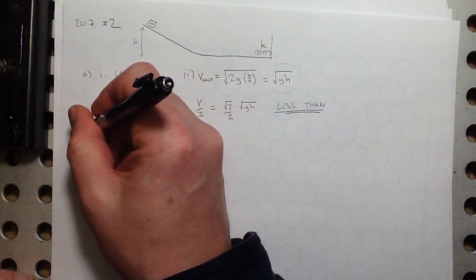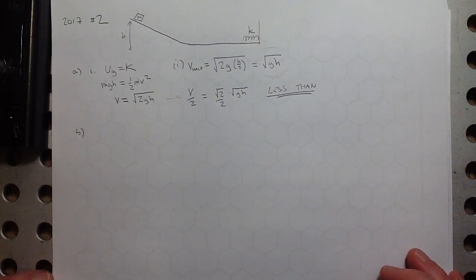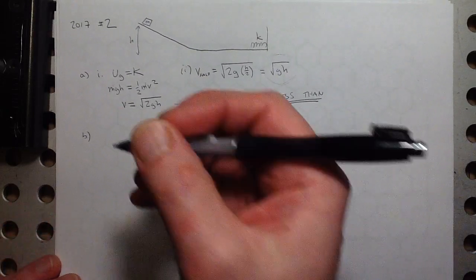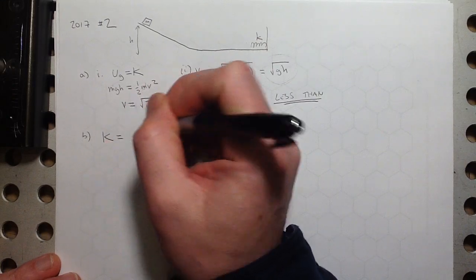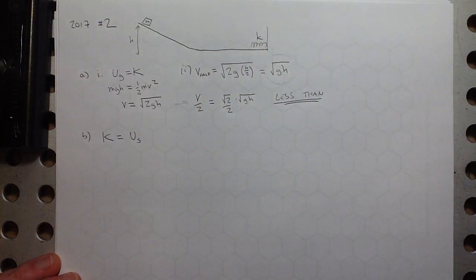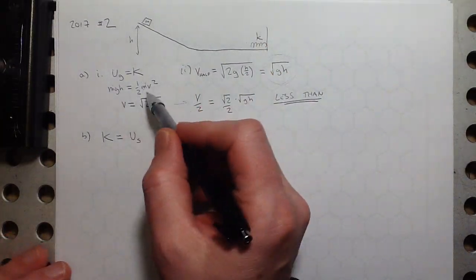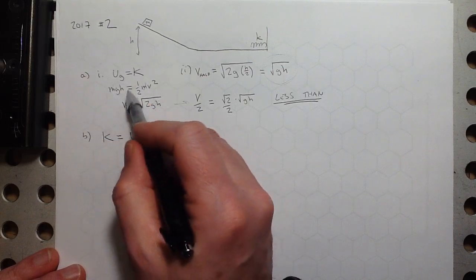All right, B. Derive an expression for the maximum compression of the spring. So there, all the kinetic energy is going to turn into spring potential. And all of that kinetic energy, regardless of whether you use 1/2 mv squared and plug this back in, is going to get you back to this.